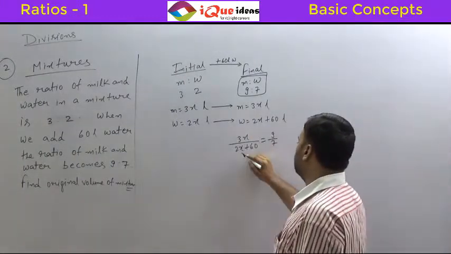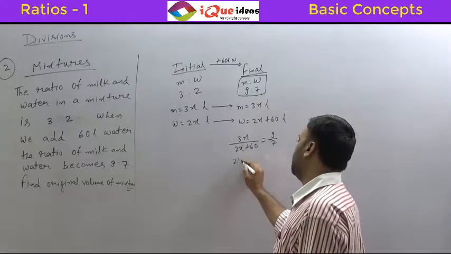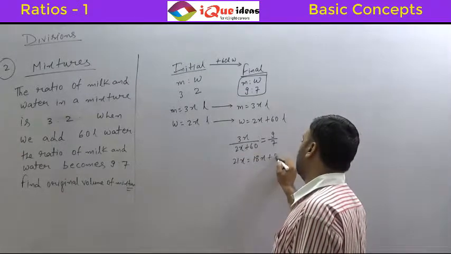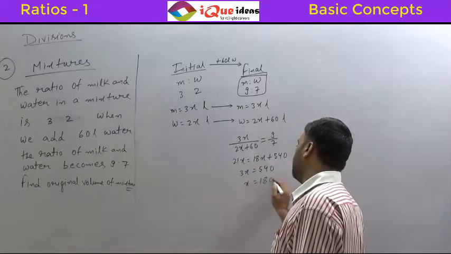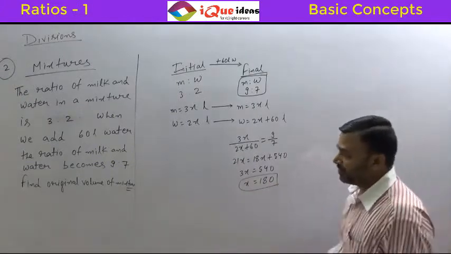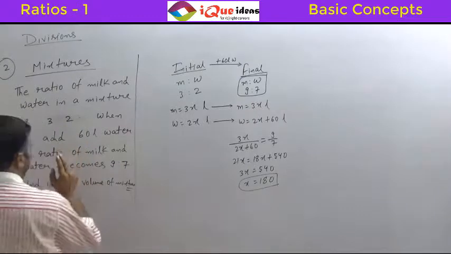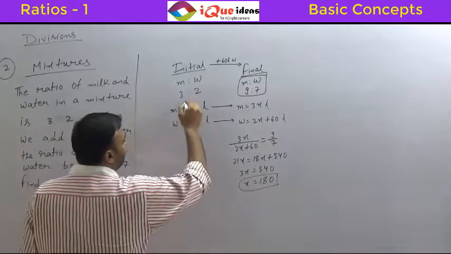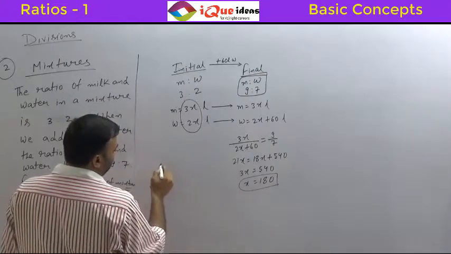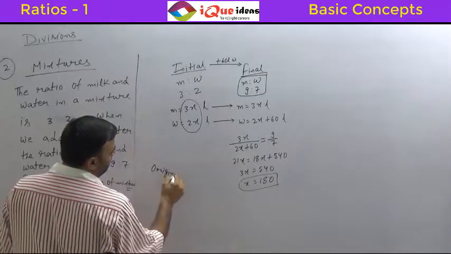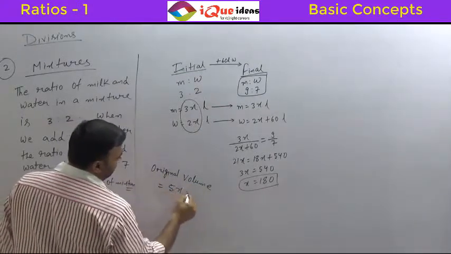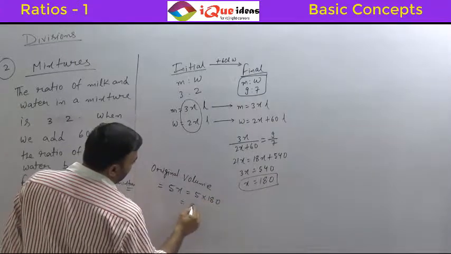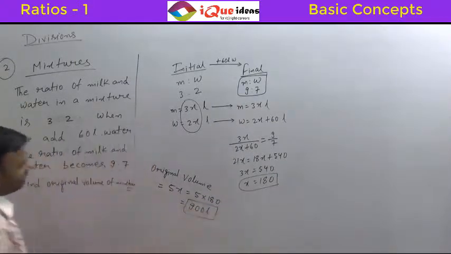So 7 here and this 2x plus 60 on this side. Cross multiplication, you get 21x is equal to 18x plus 540. So we have 3x is equal to 540, x is equal to 180. Don't forget, this x is not the answer. The question was to find the original volume of the mixture. The original volume will be the total of these two, so it is 3x plus 2x, that is 5x, hence 5 into 180, that is 900 liters. So this is one safe, simple, conventional method.